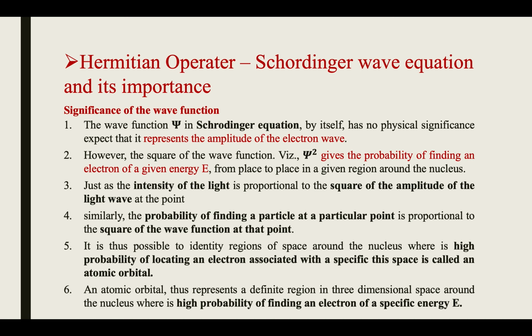And an atomic orbital thus represents a definite region in three-dimensional space around the nucleus where there is a high probability of finding an electron of a specific energy E. So there will always be a high probability of finding an electron of a particular specific energy E.